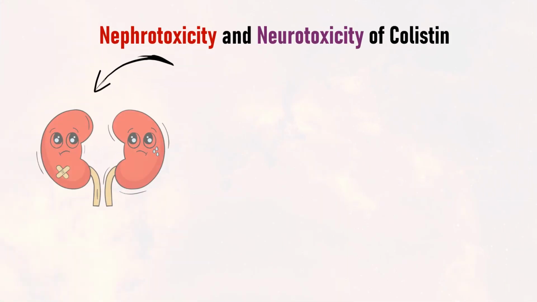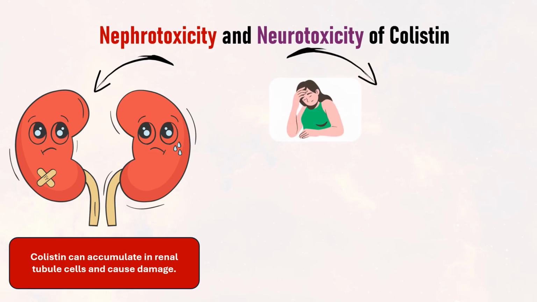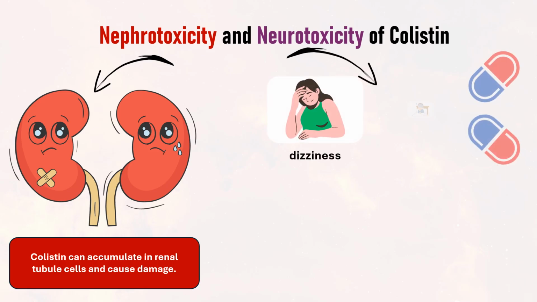Nephrotoxicity and neurotoxicity of colistin. Colistin can accumulate in renal tubular cells and cause damage.